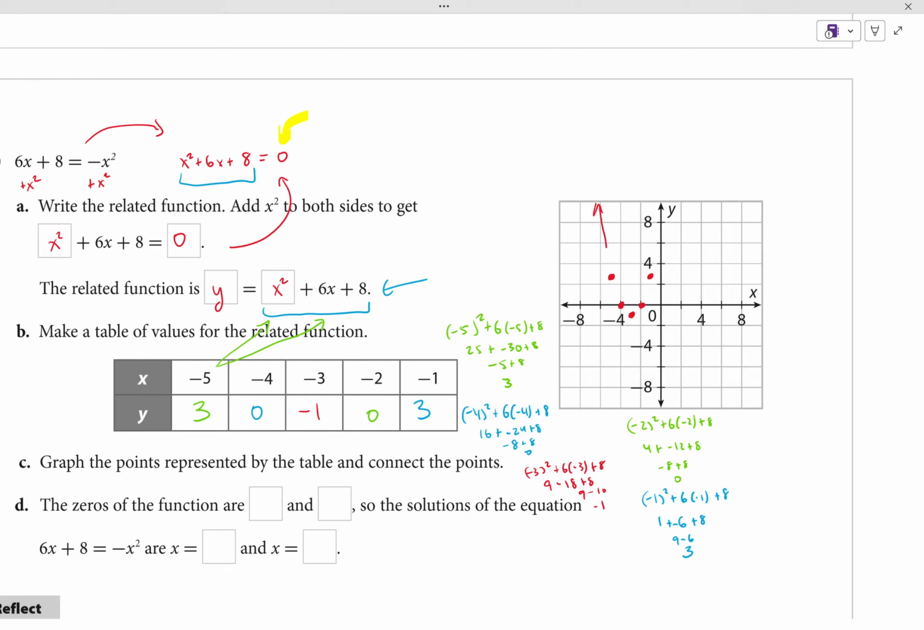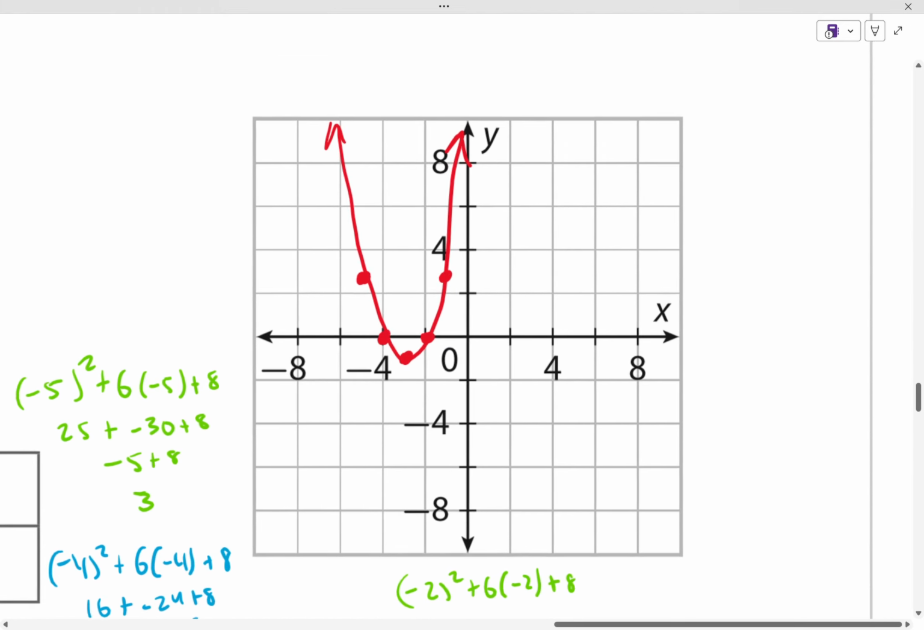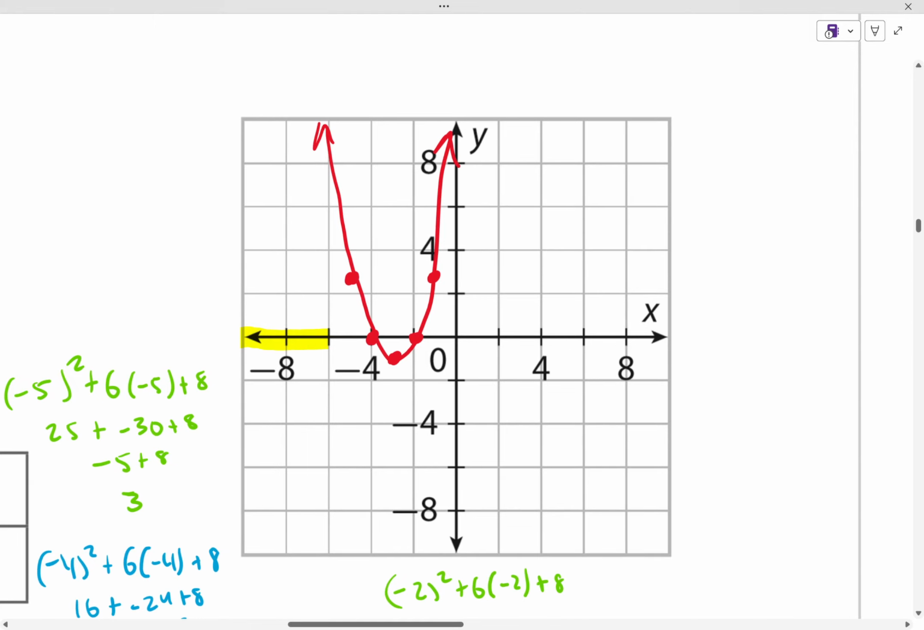So here's my little parabola. I'm not sure why it's so small, but it's okay. Graph the points represented by the table and connect the points. Okay, we just did that. Now again, the zeros of the function. So here's my function. Again, the zeros, same thing as your x-intercept. This is where the y value of your graph is equal to 0.